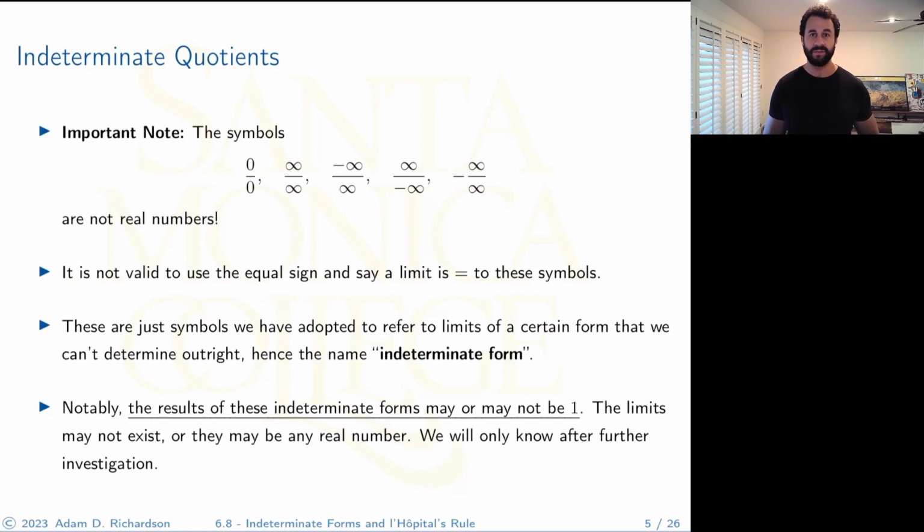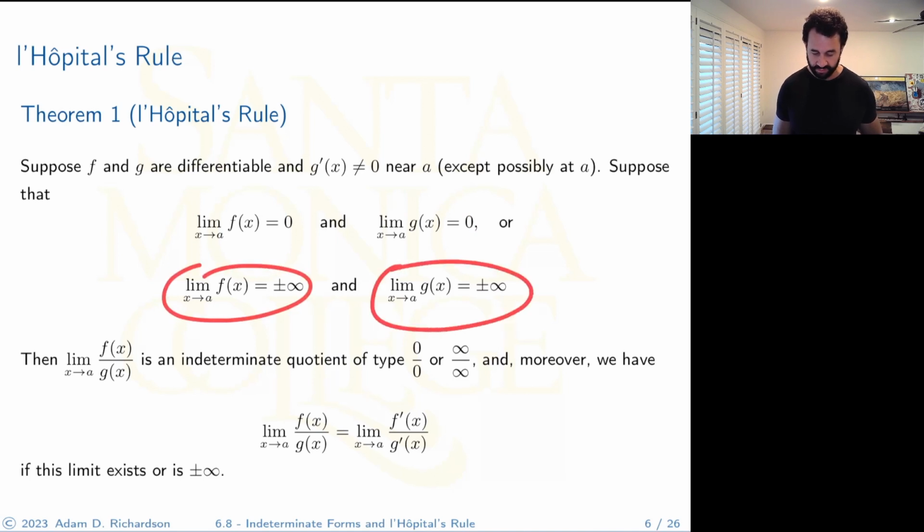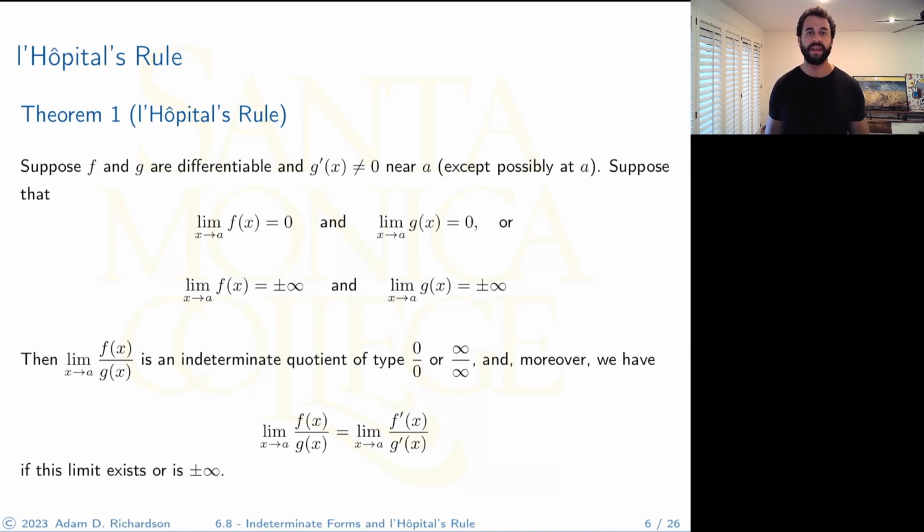But one thing that can make dealing with these types of limits easier is something called L'Hopital's rule. So here is the big theorem of the section. Suppose f and g are differentiable, and g prime of x is not 0 near a, except possibly at a. We don't need to worry about at a in this case. We're also going to suppose that the limits of these two functions as you approach the point a are both 0, or they're going to be plus or minus infinity. So if you have any of the situations we had in the previous two motivating examples, then this limit that we're referring to is an indeterminate quotient of type 0 over 0 or infinity over infinity.